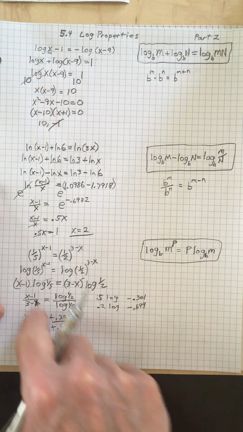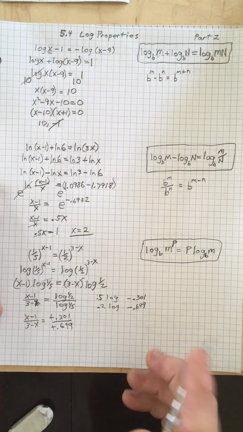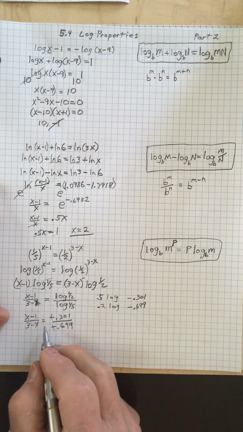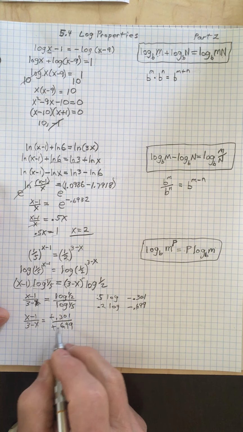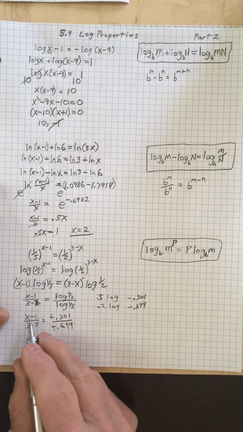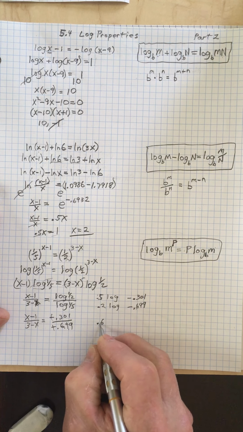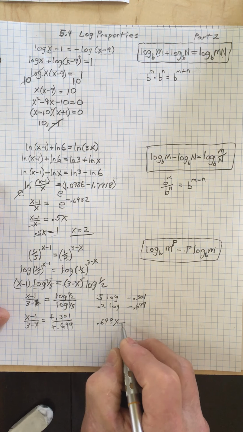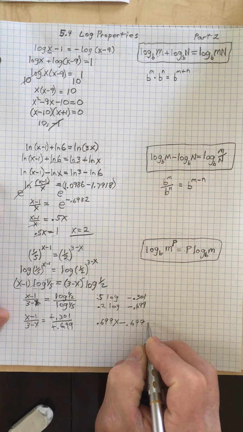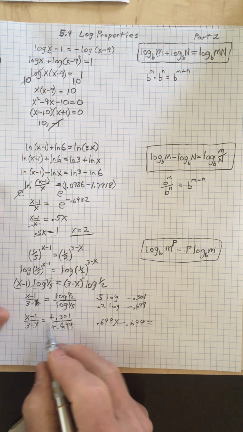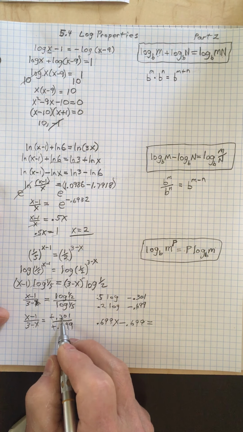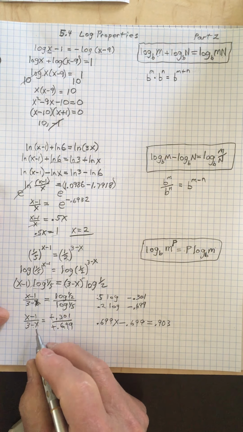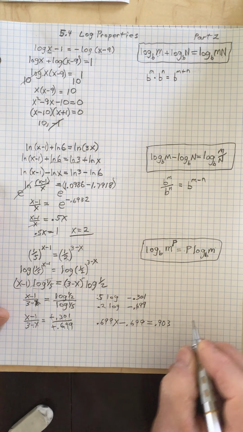So I can cross multiply here. Might have been easier to just put the numbers right here and multiply. It's hard to say. But anyways, if I cross multiply, this times this is 0.699x minus 0.699 equals, and then this one times this, 3 times 0.301, 0.903, minus 0.301 times x.